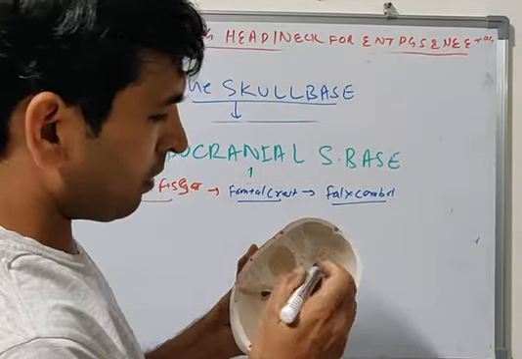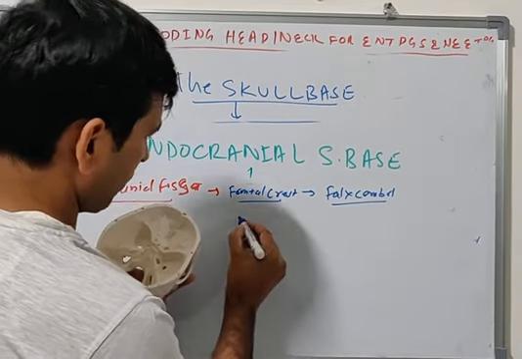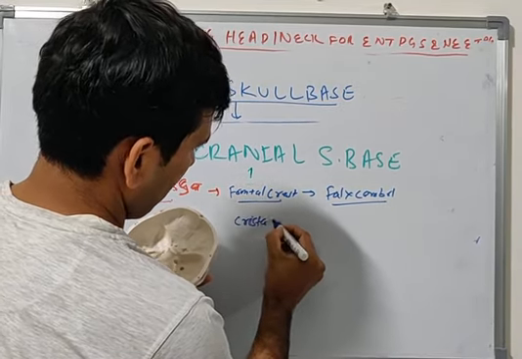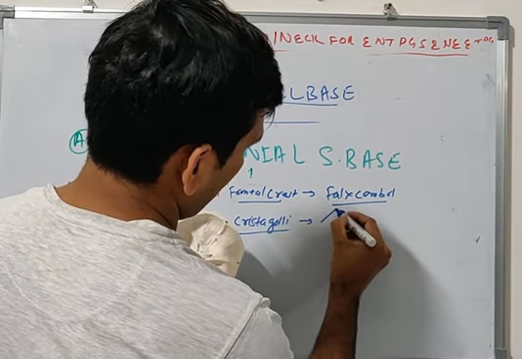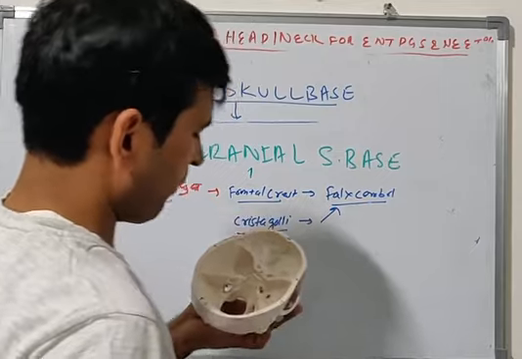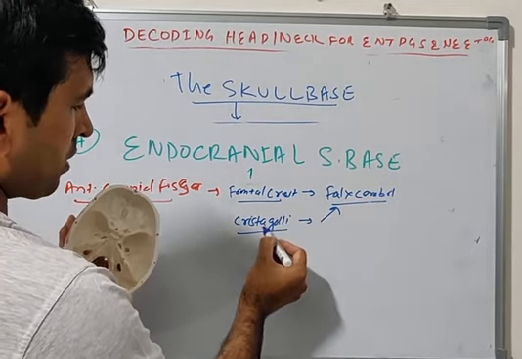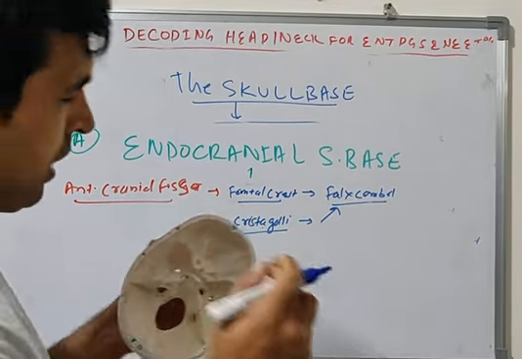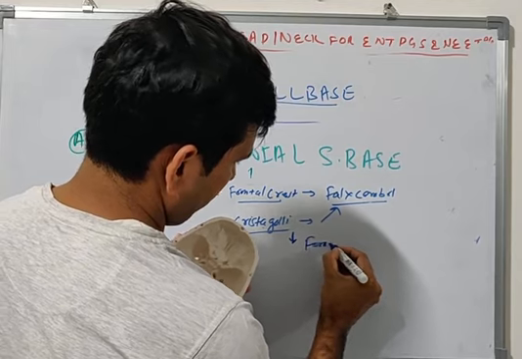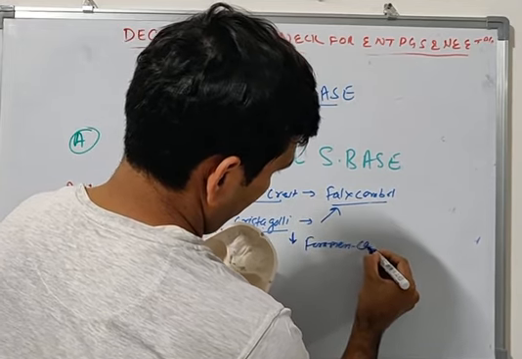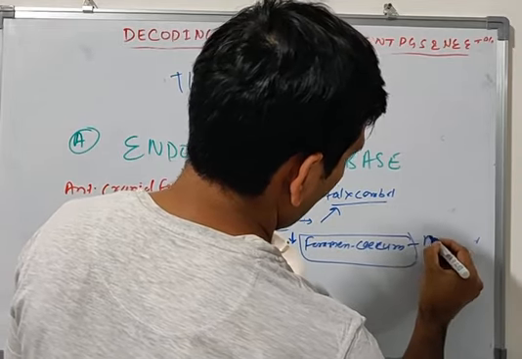In between, this elevated triangular bone is called the crista galli. Crista galli is part of the ethmoid bone and is also the origin of the falx cerebri. In between this frontal crest and crista galli, you can see one pit. This is called the foramen cecum.